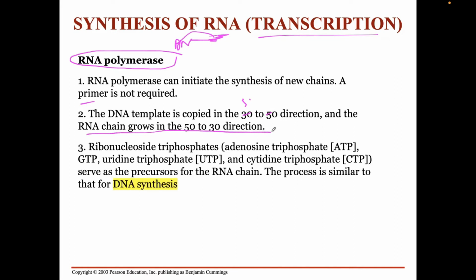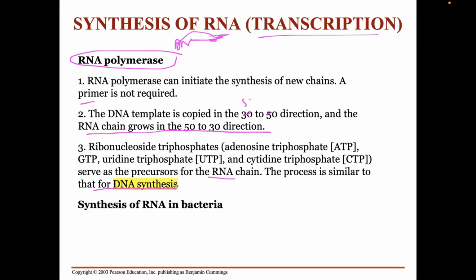So kung makikita nyo, parang similar lang siya with our DNA replication. Meron lang mga naibang proteins, meron lang mga naibang enzymes involved, but basically parang same lang sila ng kanilang process. And then the ribonucleoside triphosphates, the GTP, ATP, UTP, and the cytidine triphosphate serve as the precursors for the RNA chain. And then the process is similar for your DNA synthesis.